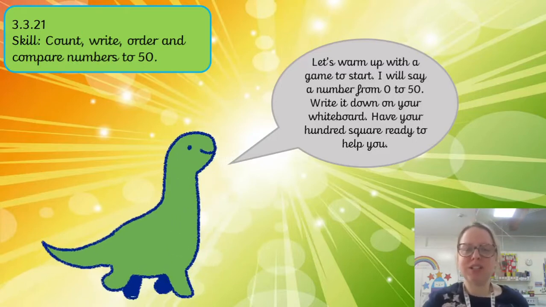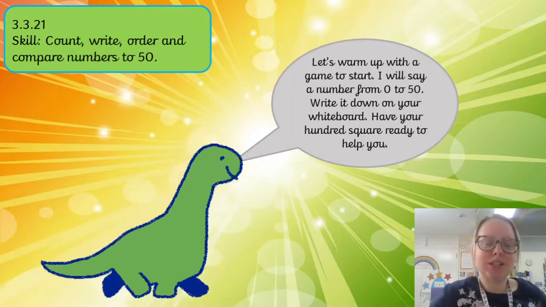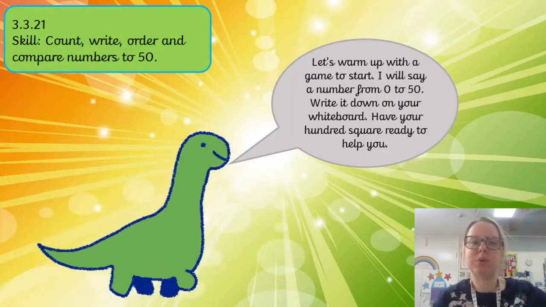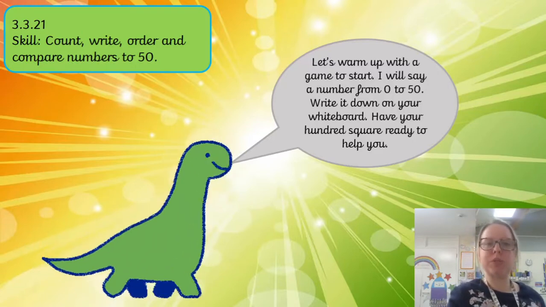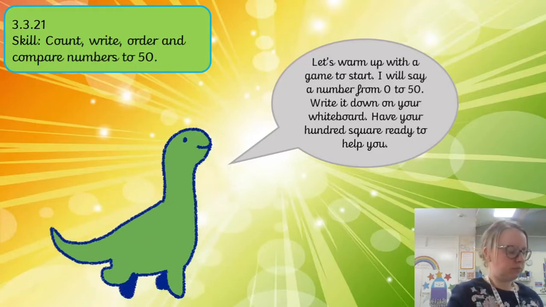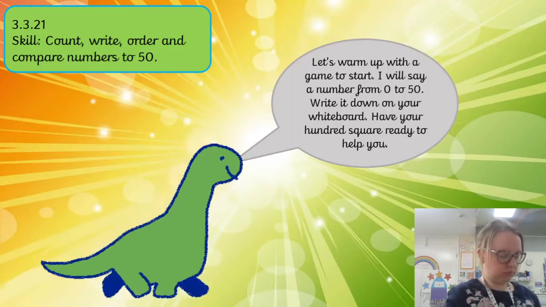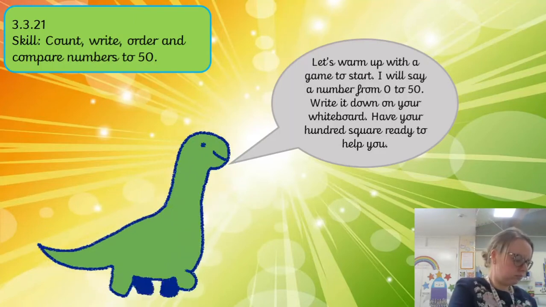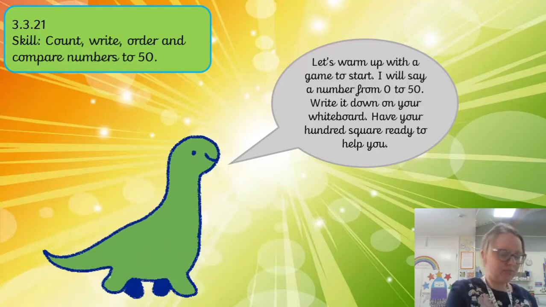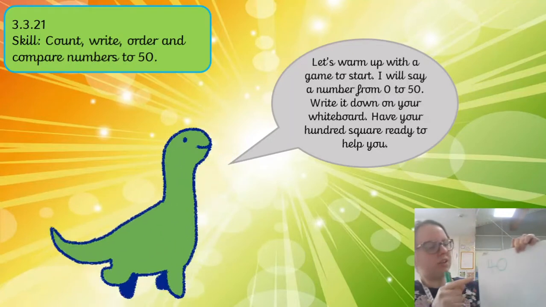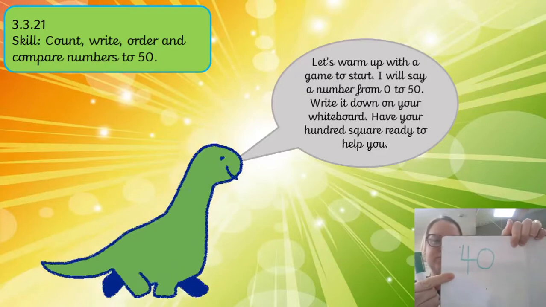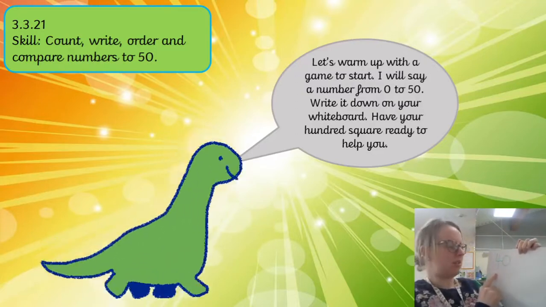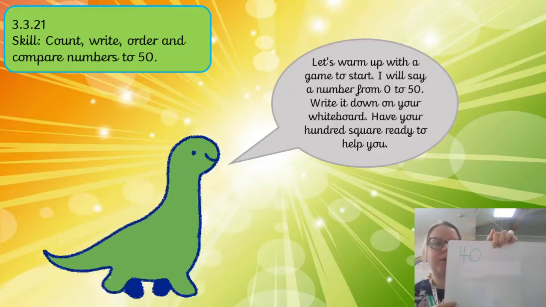So the first number I'd like you to write is number 40. Find it on your 100 square and write it down, number 40. Okay, let's check your answer. 40. 40 is 4 tens. It's a 4 and a 0.